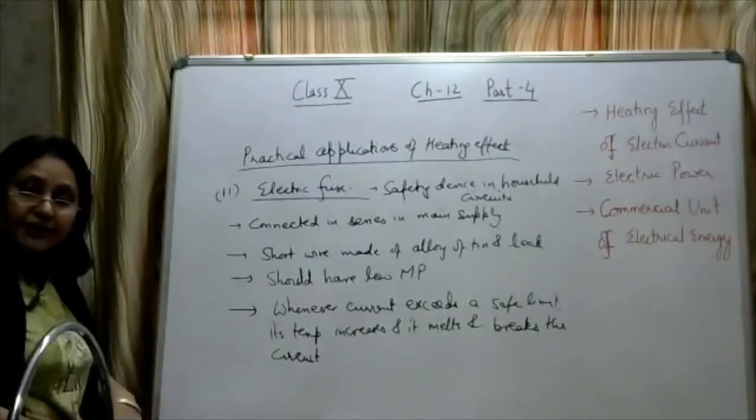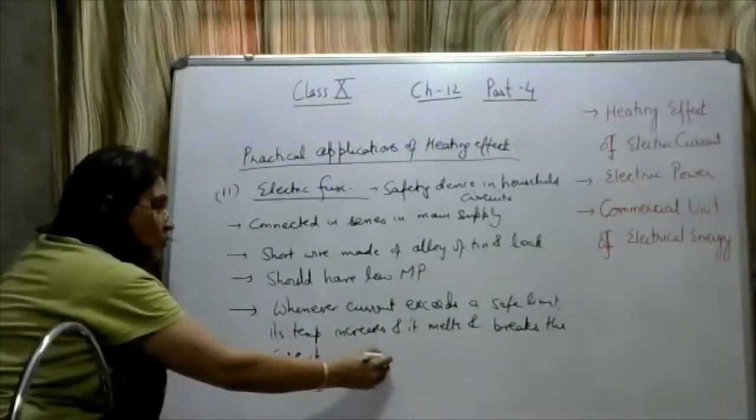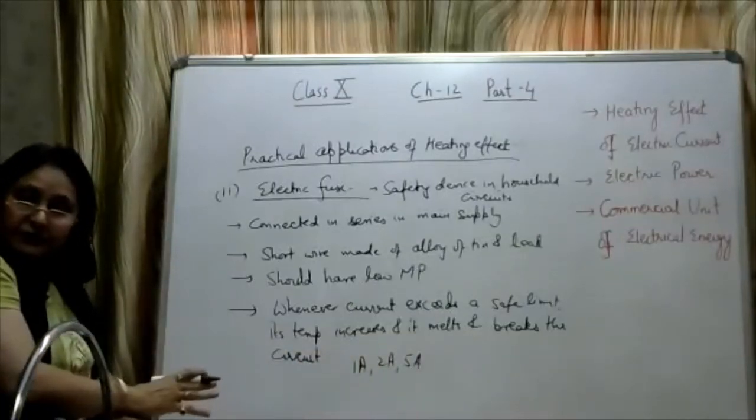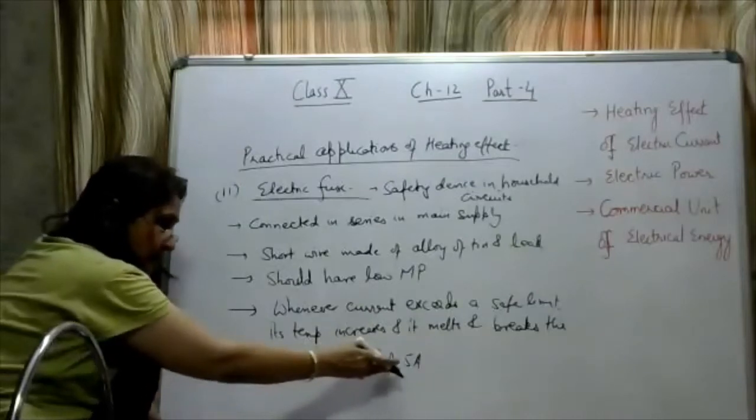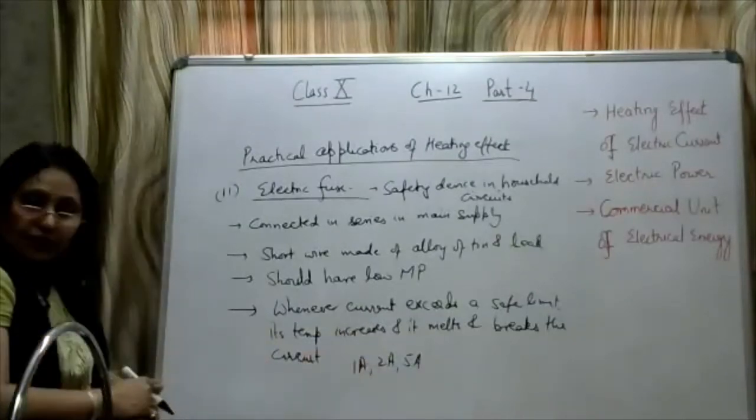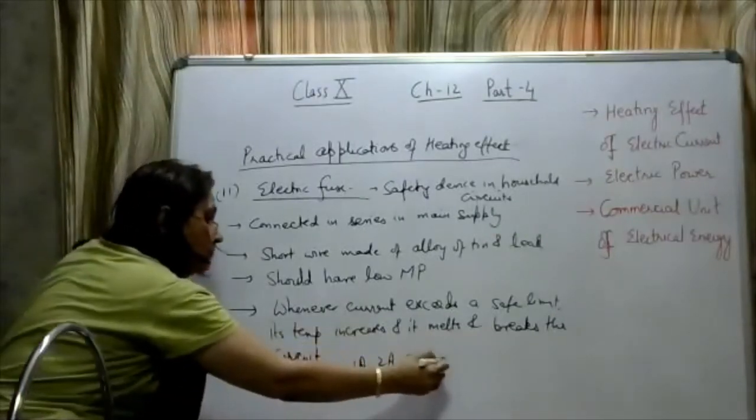These fuses are rated for different values, like 1 ampere, 2 ampere, 5 ampere, and so on. Different electrical devices have different fuses depending upon the amount of current flowing through them: 1 ampere, 2 ampere, 5 ampere, 15 ampere, etc.